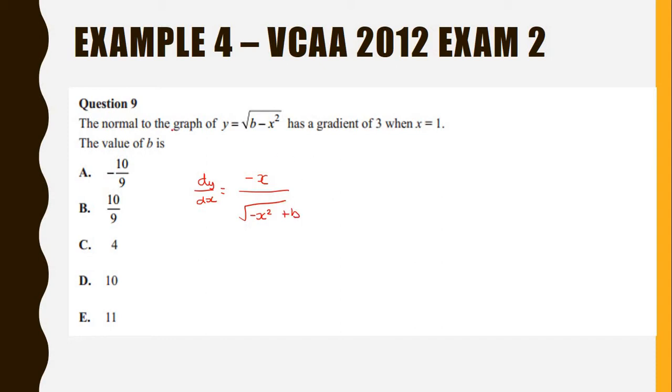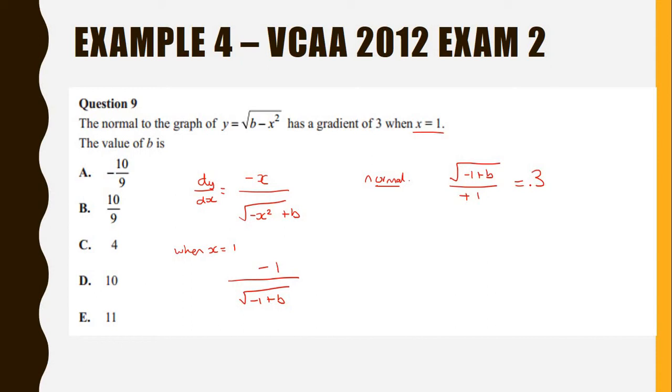The normal to the graph has a gradient of 3 when x equals 1. So if I sub in when x equals 1, I would get negative 1 over square root of negative 1 plus b. The normal to the graph. So to find the normal, we have to take the reciprocal of this and change the sign. So the normal gradient is going to be, we flip it over, and we change the sign, so instead of negative it'll be positive. We want to know when does this equal 3.